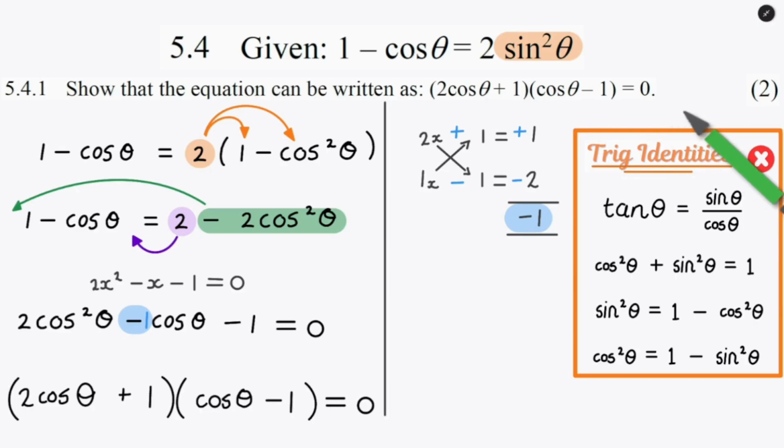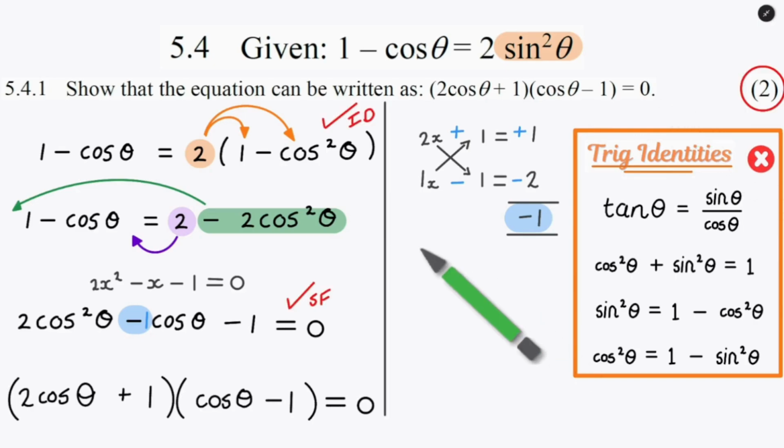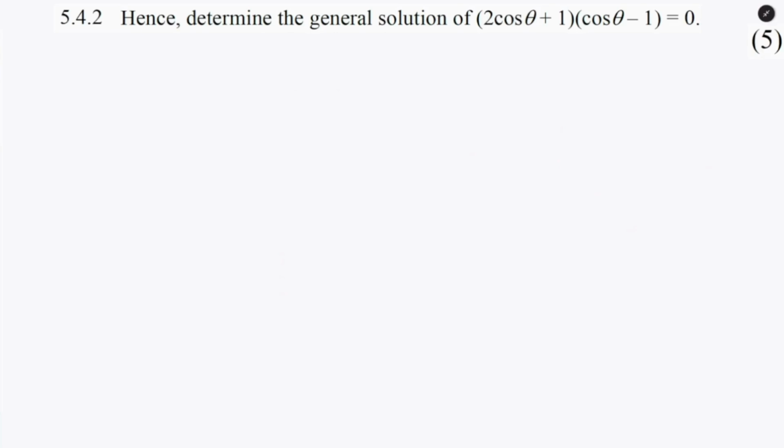Your 2 marks. Making use of your identity gets you the first mark, and your standard form gets you the second mark. In 5.4.2, they said hence, which means we need to use our previous answer to help us. We need to determine the general solution of this. This is our previous answer, so let's grab it and use it.